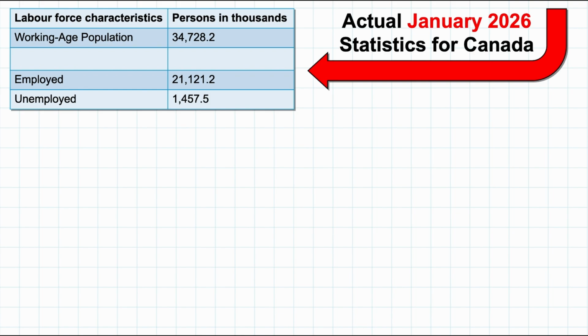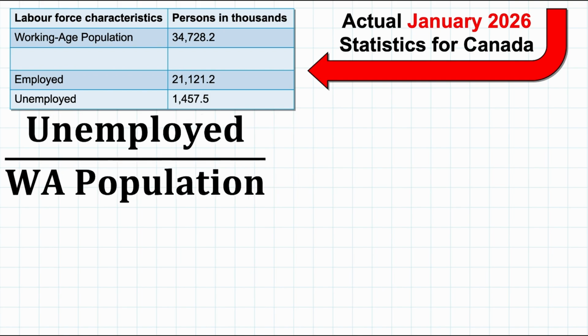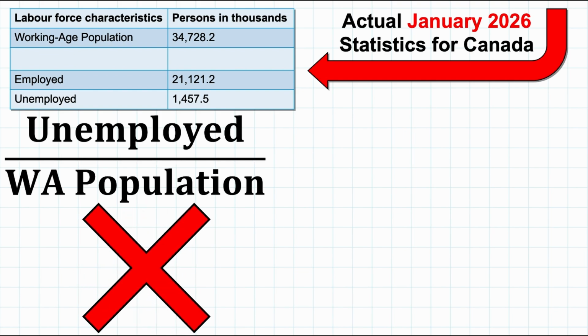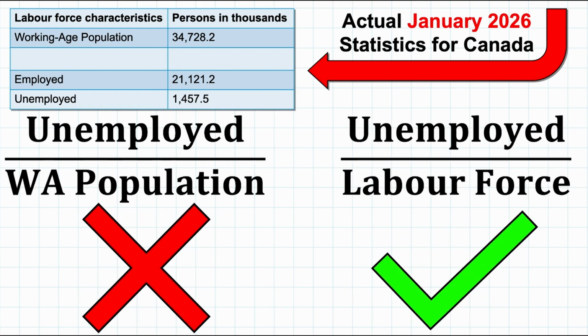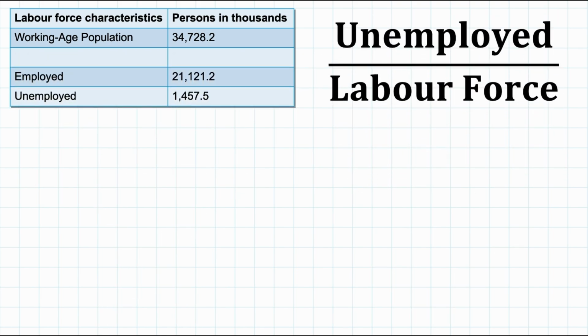So when we are trying to find the unemployment rate, many times students will say, oh, that's easy. It's just the number of employed divided by the working age population. And this formula is actually wrong. The correct formula is the number of people who are unemployed divided by the labor force. And so that's easy. Let's just take this formula and substitute in our known values.